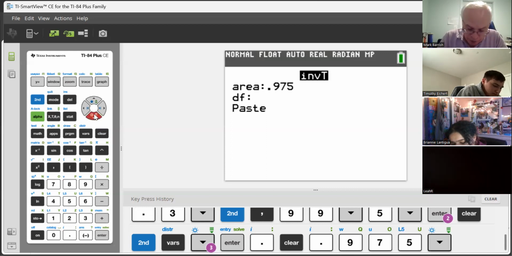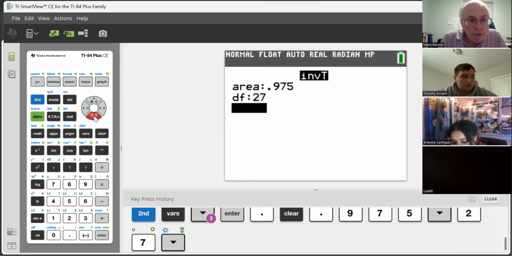What now? If the sample size is 28, what are the degrees of freedom we have here? Anybody can yell out the answer. 27. 27. That's right. 27.